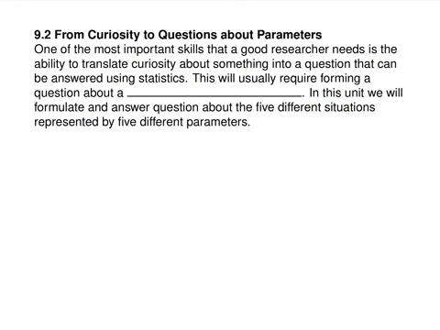Okay, one of the most important skills a good researcher needs is the ability to translate curiosity about something into a question that can be answered using statistics. So usually you're going to form a question about a parameter. And there are what this book calls 5 different parameters that come up repeatedly, and they each have different distributions for which you find standard deviations and stuff. Like, I know some of you have looked at t-tests before. Anybody seen a t-test? I know you have. And we're going to talk about those tests and why they work. It's kind of cool.